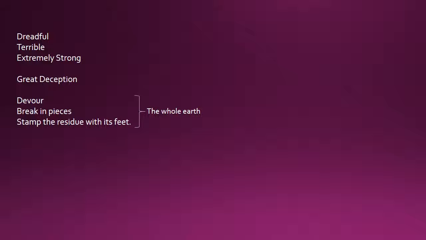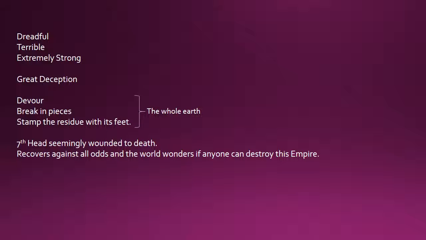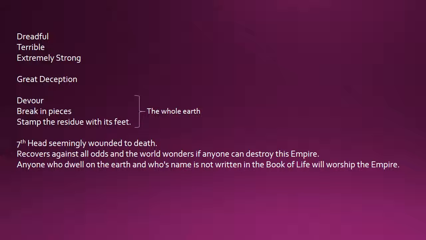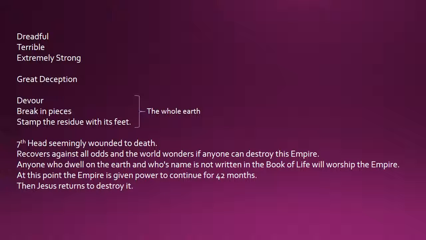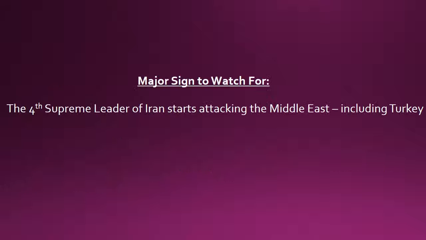We are also told the 7th head is seemingly mortally wounded but recovers against all odds. This causes people to wonder at it and worship it, and seemingly everyone whose name is not written in the book of life will worship it and be deceived by it. At this point, the empire will continue for another 42 months before Jesus returns, and the empire will then be destroyed. But the people who are in Iran, Turkey, and Iraq will live. They will lose their country, but their lives will be spared for a time and a season.